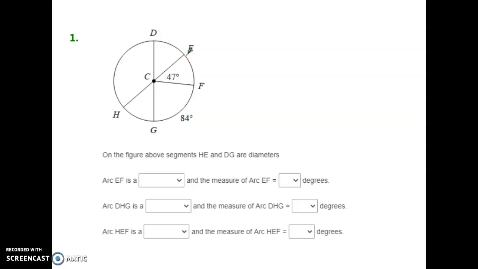Arc EF is a minor arc, and the measure of arc EF is 47 degrees because it's a central angle, so they should be the same. Arc DHG is a semicircle, and the measure of that arc is 180 degrees. Arc HEF is the 180 all the way around plus the 47, which makes that a major arc and 227 degrees.